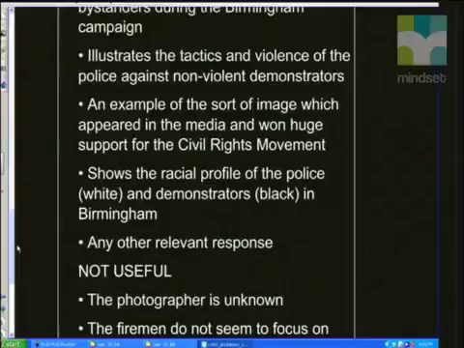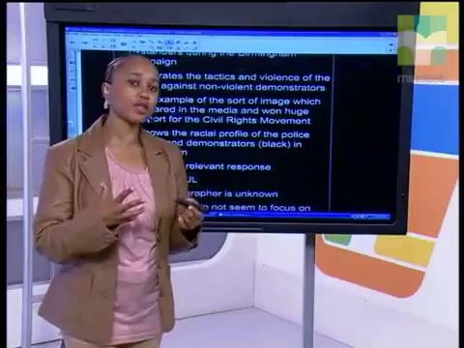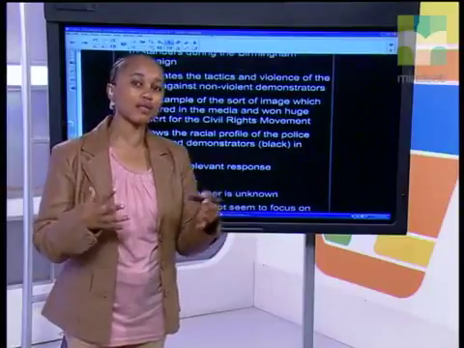It shows the racial profile of the police, okay, the white police. Again, if you go to the photograph there, you will see that the policemen are white and the demonstrators were black in Birmingham. Again, this is where your context comes in, because remember, it was mostly the black people who were fighting for civil rights. They were the ones who were denied civil rights.